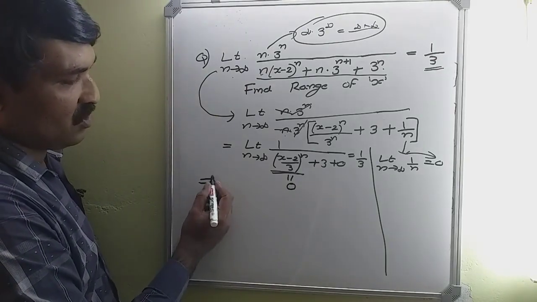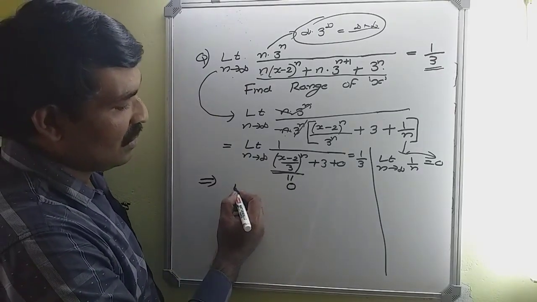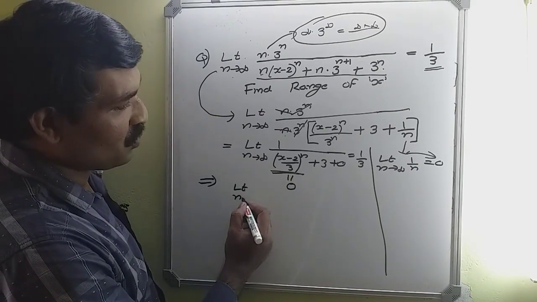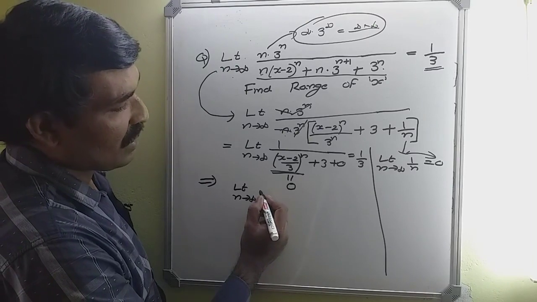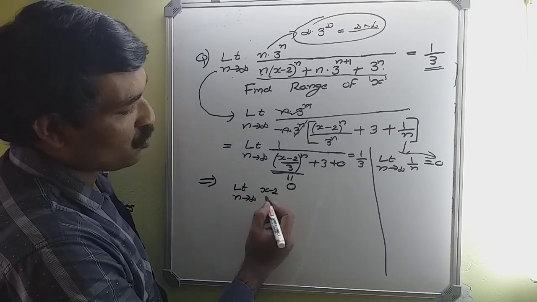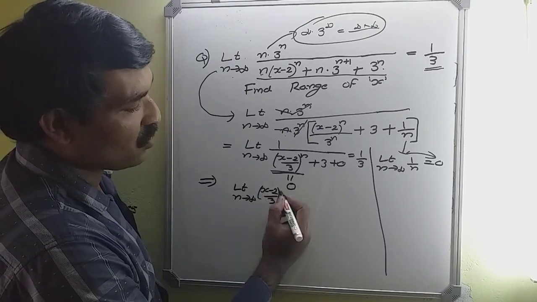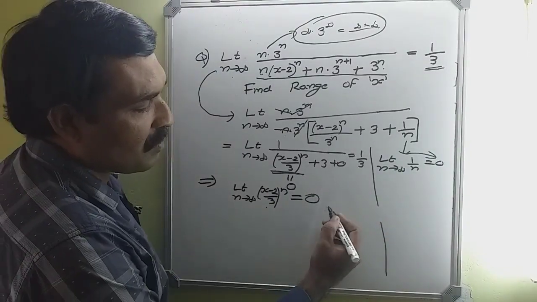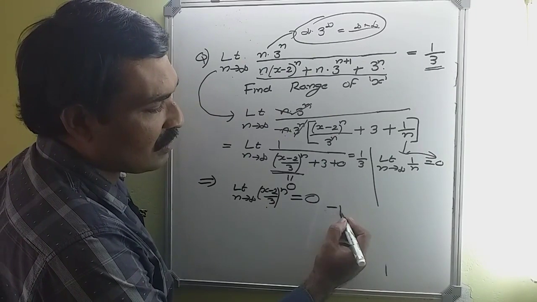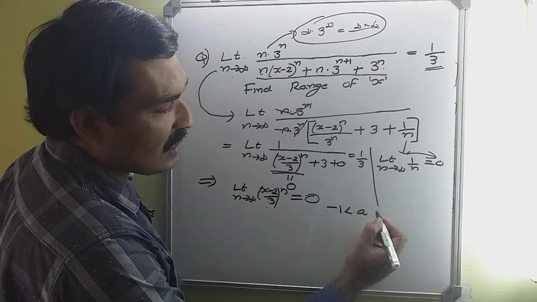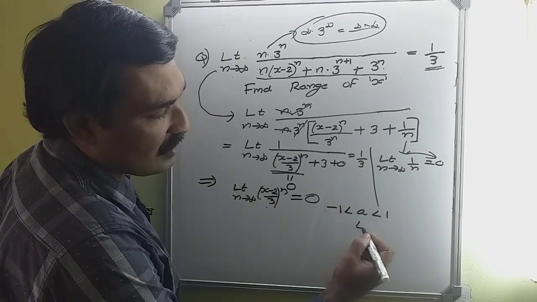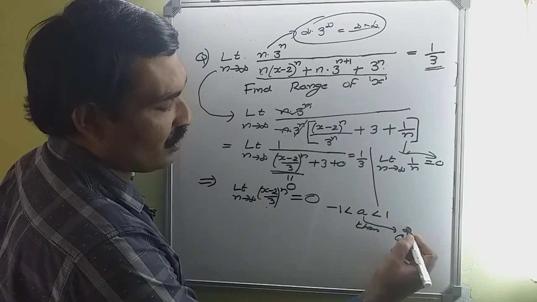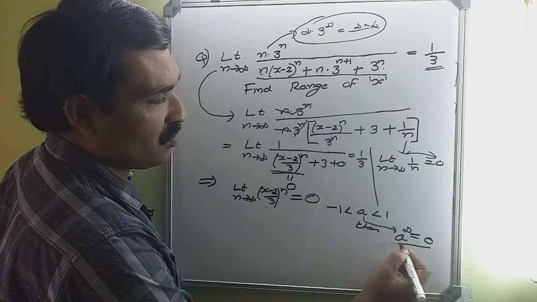That implies limit n tends to infinity, ((x minus 2) by 3) whole raised to n is equal to 0. For a number a between minus 1 and 1, a raised to infinity is equal to 0.